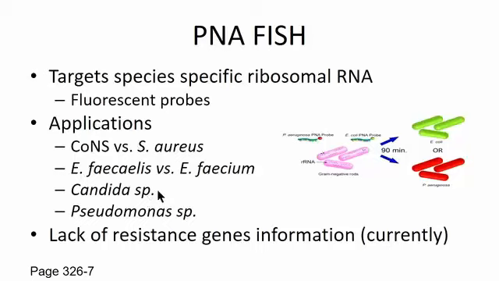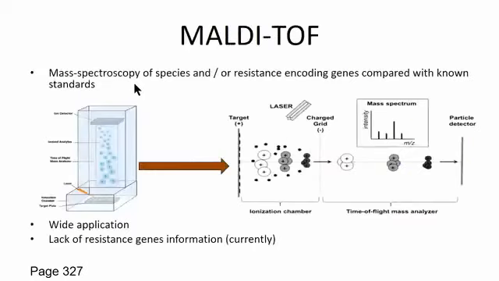Candida species, it will tell you whether it's glabrata or krusei or albicans or parapsilosis. But once again, you have to know your local susceptibility patterns to figure out what to do with that information. Currently, it doesn't give you any resistance information or resistance genes. However, that is in development.